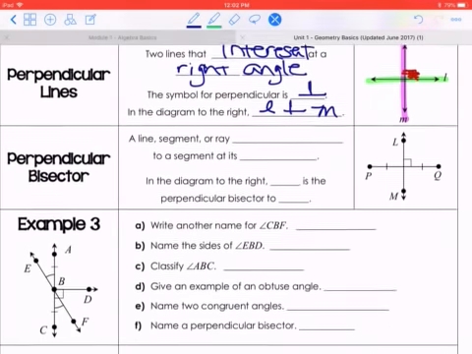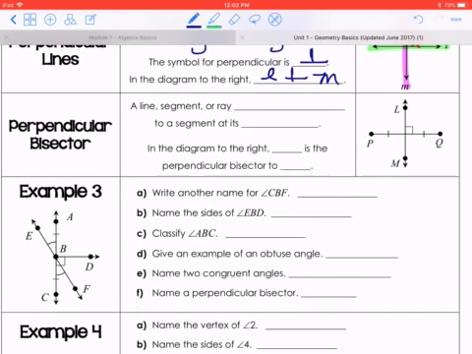Perpendicular bisector. So let me move up here. When you have a perpendicular bisector, bisect means it's cutting it in half. It can be a line, a segment, or a ray that is perpendicular.